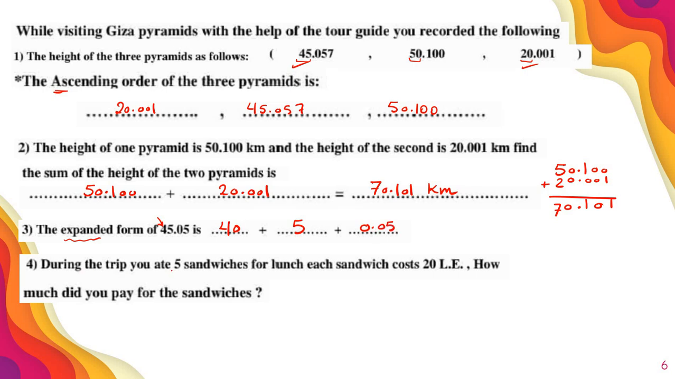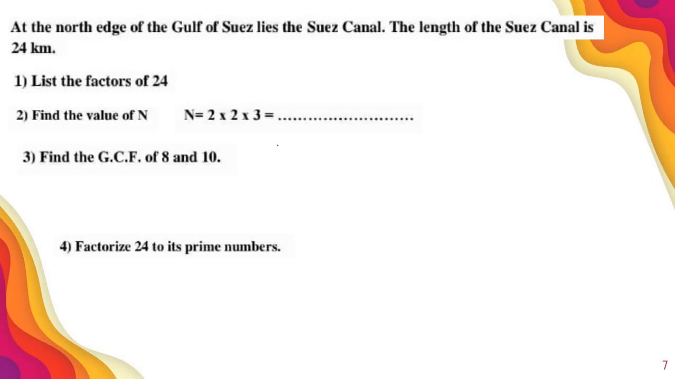During the trip, you ate 5 sandwiches for lunch. Each sandwich cost 20 LE. How much did you pay for all the sandwiches? So I will multiply 5 times 20. 5 times 2 equals 10. What about this 0? I will drop it. So the answer is 100 LE. The last one, I have another one here.